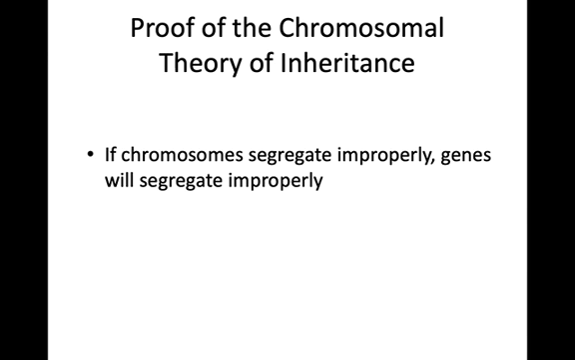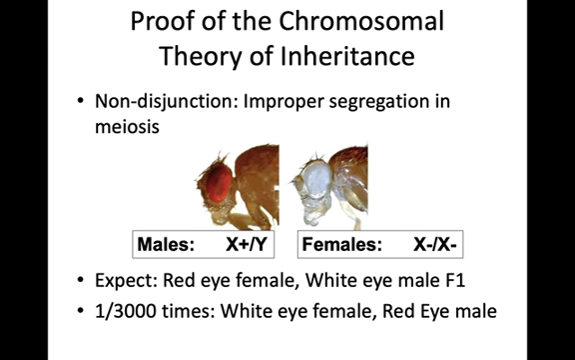So when something gets messed up with the chromosomes moving around in meiosis, this would also lead to something weird with respect to the way that the phenotypes are connected to the genotype. And so how do we actually make chromosomes segregate improperly? Well, it turns out nature does this for us. There are meiotic problems called meiotic non-disjunction.